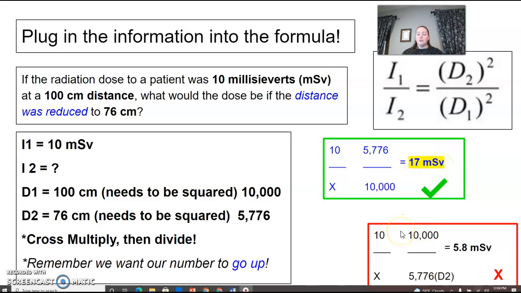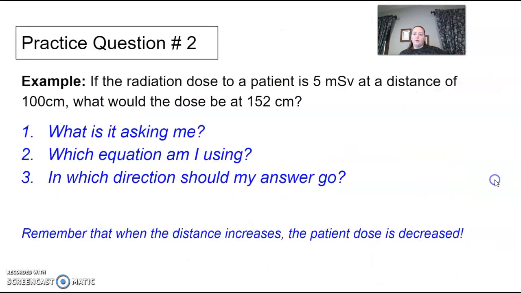This box down here shows you what happens if you flip-flop the numbers. Instead of D2 over D1, you put D1 over D2. My number went down, so instantly that's a red flag. I'm like, oh, that's not what I wanted. I wanted my number to go up. That tells you you put your numbers in the wrong spot. You flopped your distances. As long as you know which way it's supposed to go, when your answer comes out, it's a quick check that you went the wrong way. Restart.